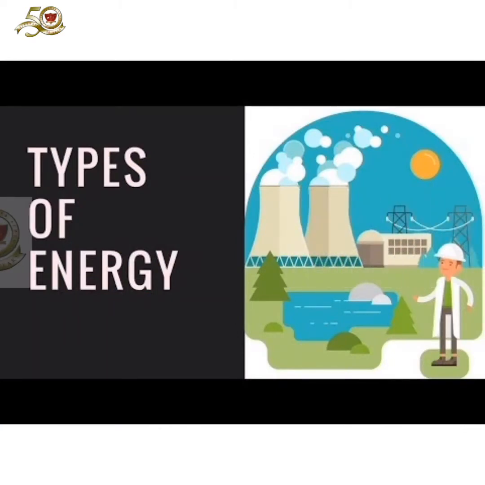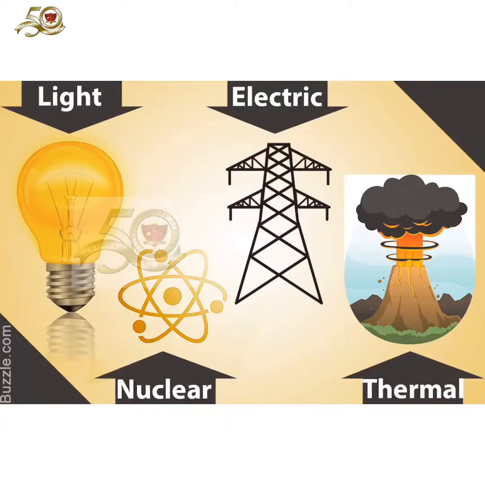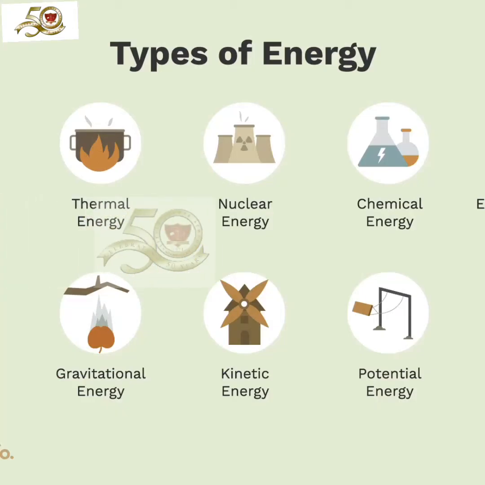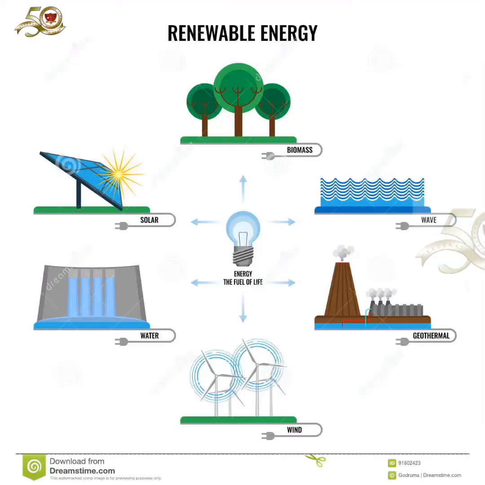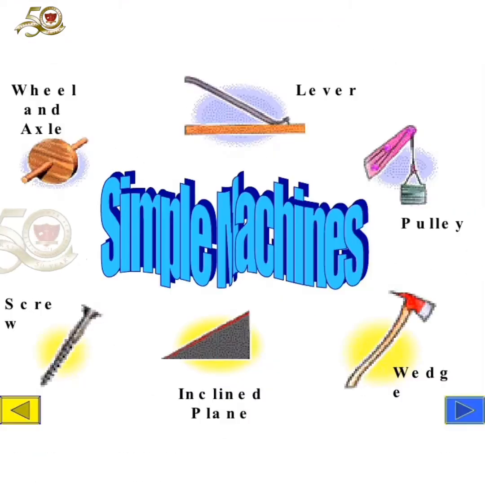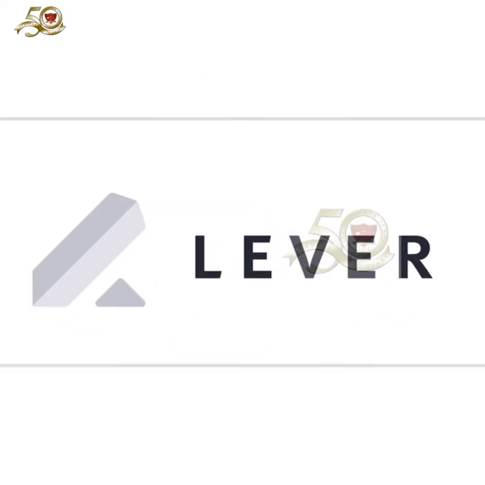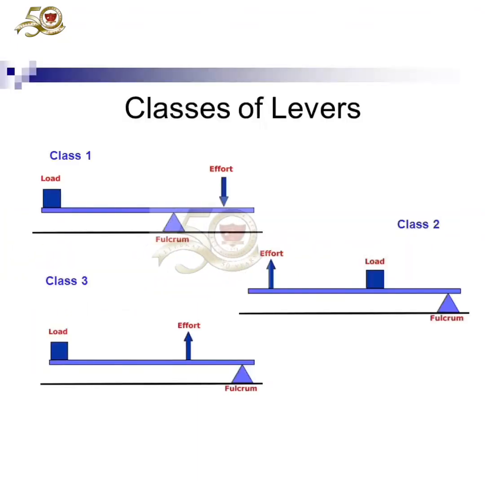What are the types of energy? Thermal energy, light energy, solar energy, electrical energy, chemical energy, and mechanical energy. And the renewable, non-renewable resources. And about the simple machines, lever. So, now I am going to play you a video. So students, watch this video.